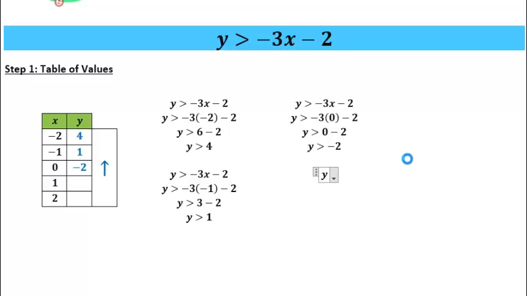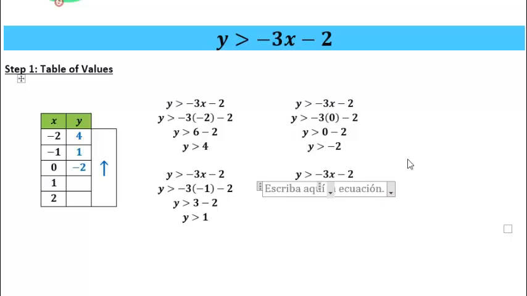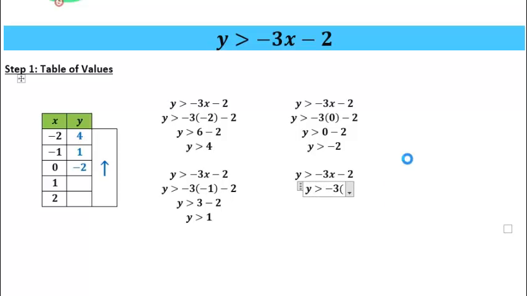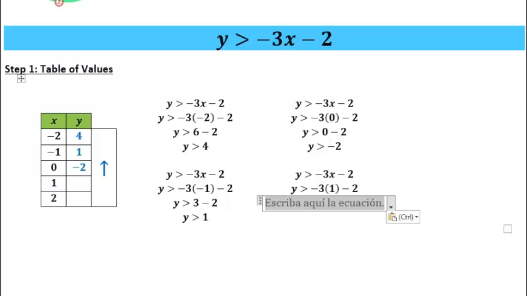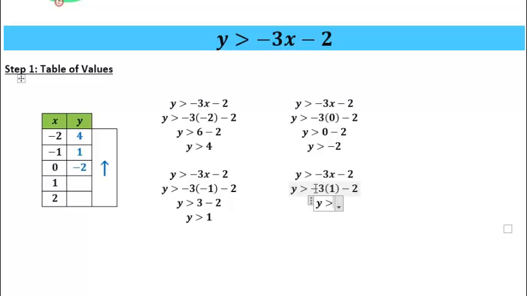So y greater than -3x -2, you copy the formula again. Okay, and you substitute again -3. Instead of x, you're gonna put inside parentheses the next number, which is 1, the next number of the table. Okay, then -2, and then you do the operation. -3 times 1, that will be -3, and you copy the -2, and then you finish the operation. -3 -2, that will give you -5. Okay, that -5 that you get, you're gonna put it on the table right next to the number 1 that you used.